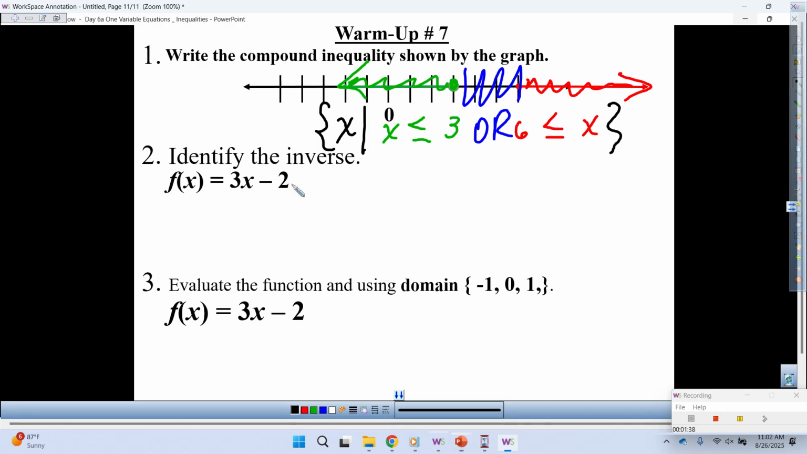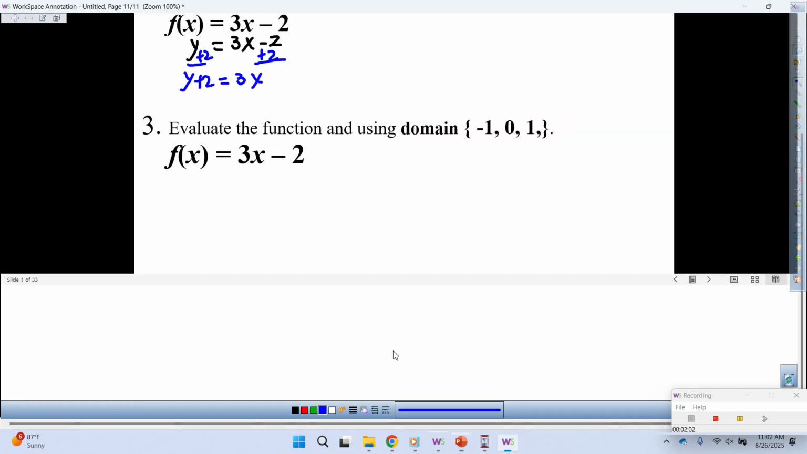All right, let's go to number 2, identify the inverse. What is the first step? First step, we change f of x to y, 3x minus 2. Next, we solve for x. So that means I need to add 2 to each side. I end up with y plus 2 equals 3x. And last but not least, divide by 3. That leaves us with, I'm going to write this over here, y plus 2 divided by 3 equals x. Am I done? Nope.